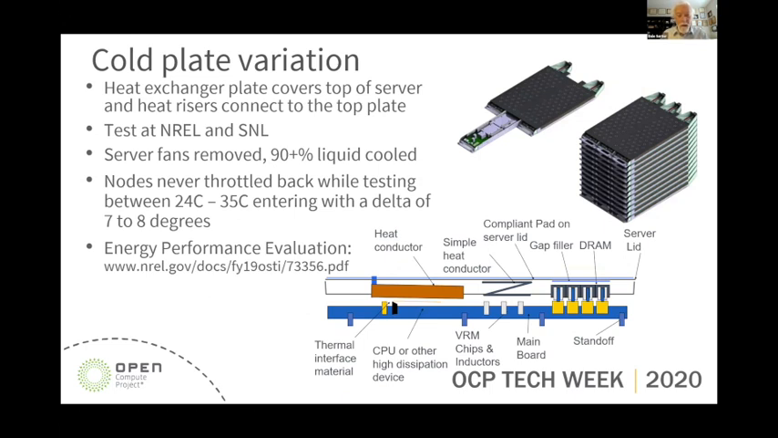Here's a cold plate variation where instead of the heat exchanger on the hot components directly, this is a plate that covers the top of the server, and heat risers are connected between the hot components and the top of the server. This system was tested at the National Renewable Energy Lab and Sandia National Lab, the server fans were removed, and it achieved about a 90% plus liquid cooling. None of the nodes were throttled back while testing, and it ran between 24 degrees C and 35 degrees C. And the delta T was 7 to 8 degrees.